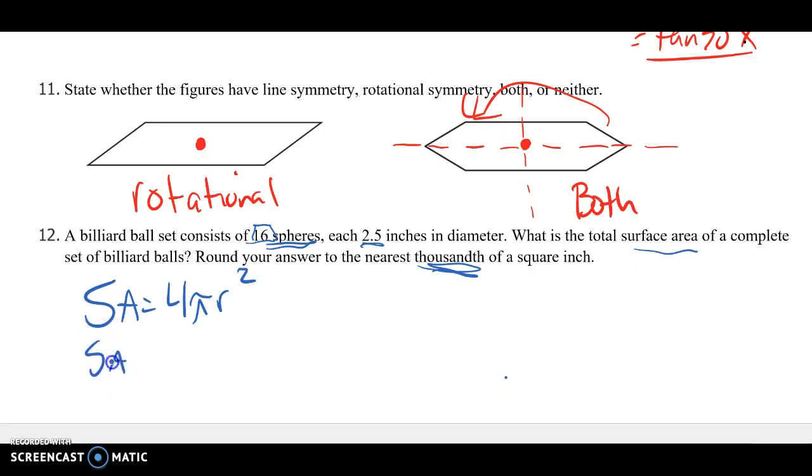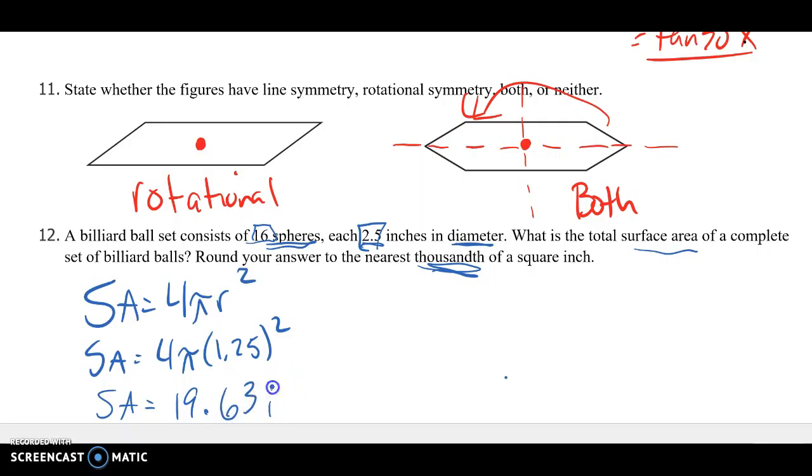So now the surface area for just one will be 4 pi. And notice here they give us the diameter. Be careful, they give us the diameter, so don't put that in for the radius. The radius is going to be half of that diameter, so it's going to be 1.25 squared. So we'll find that this guy has a surface area of 19.63, and we're in inches. Yep, inches, and it's the surface area, so squared.